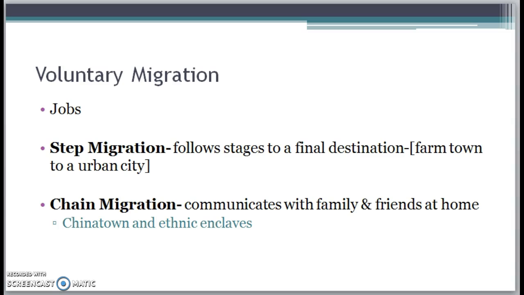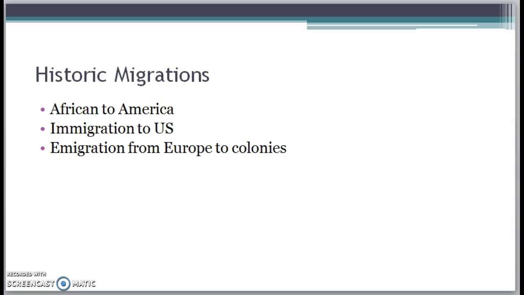Chain migration also ties to our discussion of ethnic enclaves. Again, we see people that come over and feel very comfortable speaking their language, with ethnic food, ethnic diversity, ethnic homogeneity, because again, we have that enclave community. Now in this section, you should have a little bit of historical background. You should definitely be familiar with historical migrations. So we talk about Africa to America, the transatlantic slave trade, which is an example of a forced migration. We also have waves of immigration into the United States.